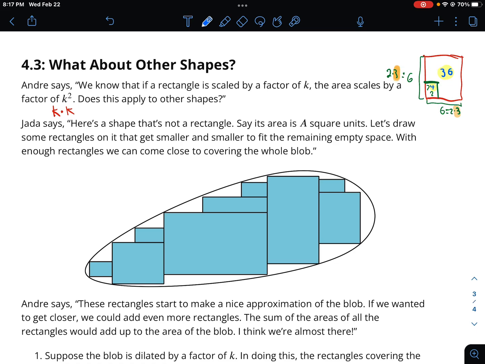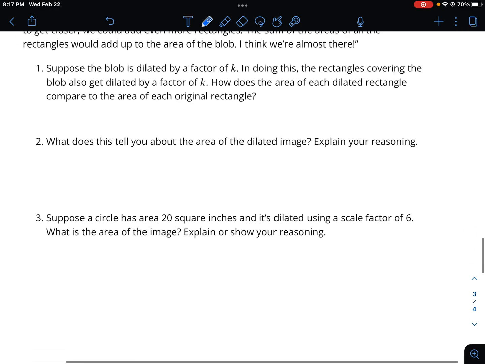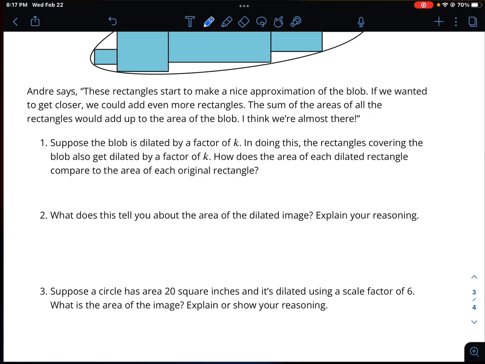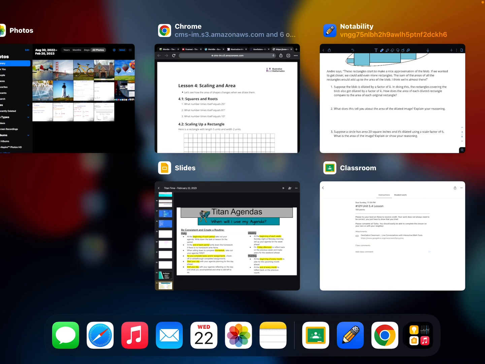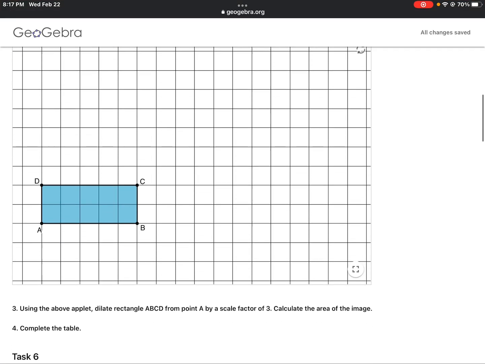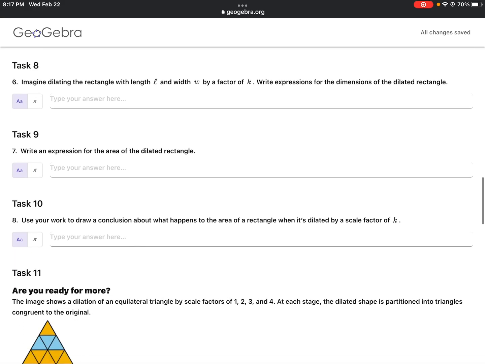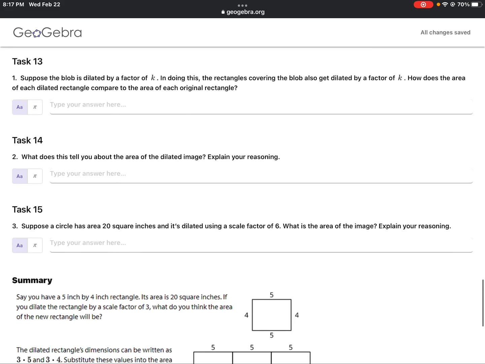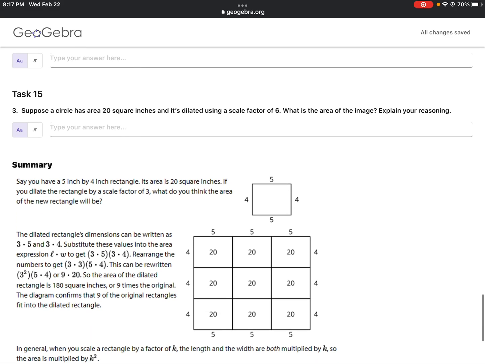What I'd like you guys to do is please go down and answer all the questions down here, 1 through number 3. You're going to have this in your actual assignment. This assignment is going to be on GeoGebra, and it looks something like this. When you're in GeoGebra, you're going to do tasks 1 through 10, and then you're going to do number 12, 13, 14, 15. And that's it. That's all you're going to be doing for the day.